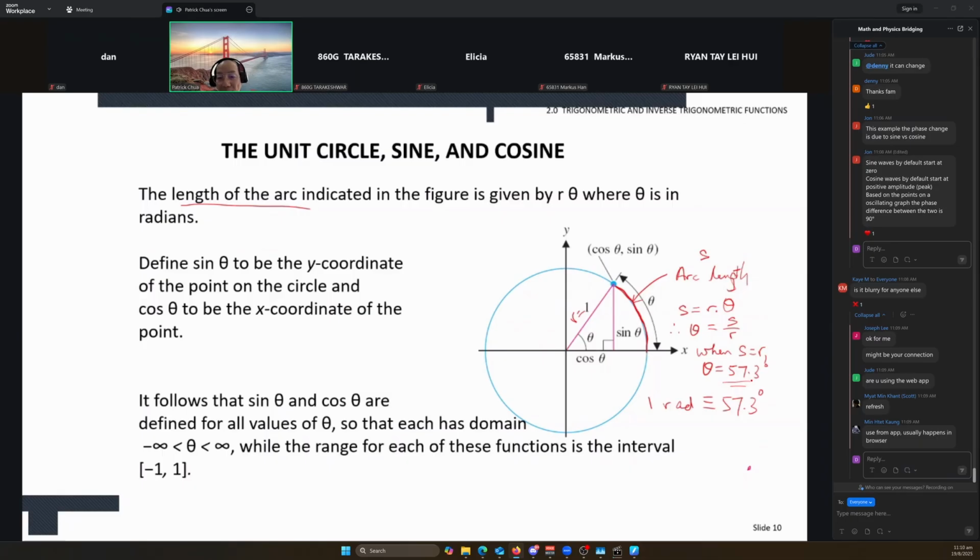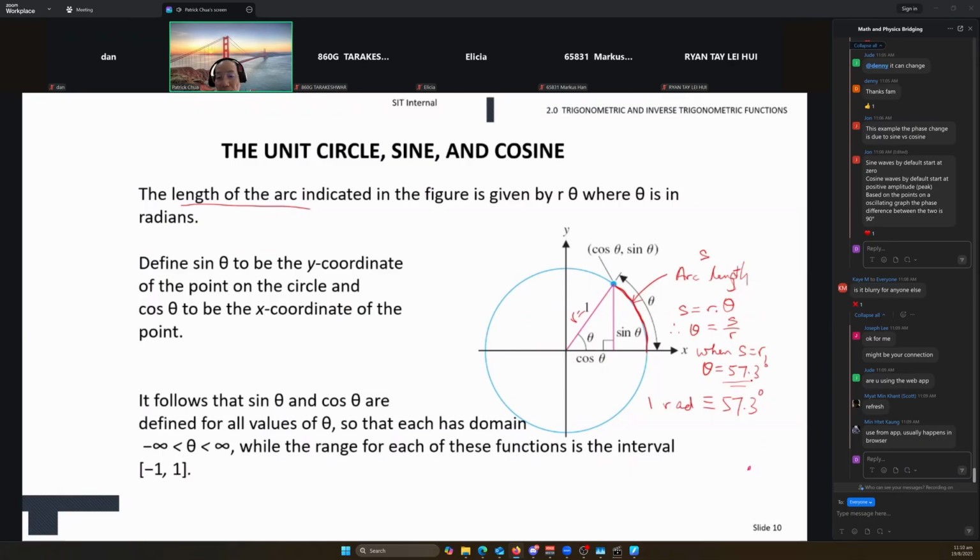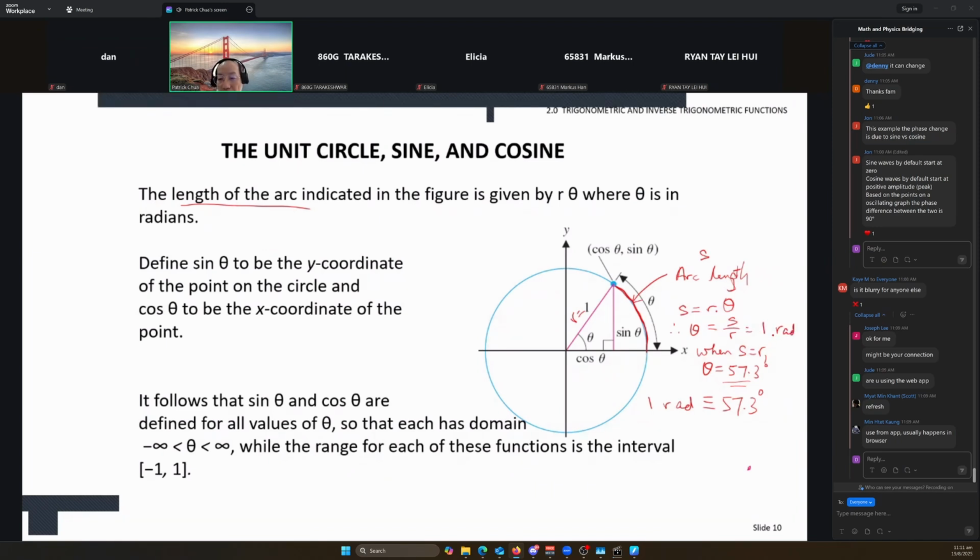Means theta is equal to, you measure, you find it's 57.3 degrees, and because you see theta is close to 1 radian. Okay, when this happens, when S goes to R, then theta is 1 radian, and you physically measure theta. Use a protractor or whatever to measure theta. You find that theta is 57 degrees. So 1 radian is equivalent to 57.3 degrees. Okay, right. So now we know why 1 radian is 57.3 degrees.